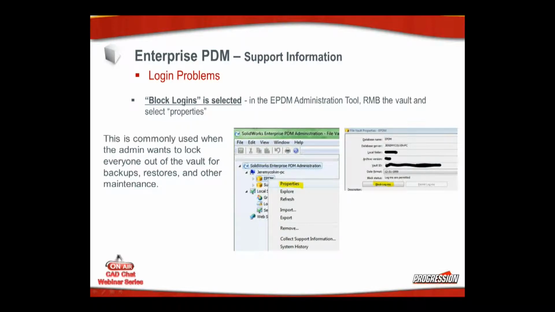Another one is block logins. This is in the Vault properties. So if you right-click in the admin tool on the Vault that you're working with, select Properties, there is a block logins option. So this toggles back and forth to either permit logins or to block them. A lot of times the admins will use this to lock everyone out of the Vault when they're doing backups or restores. So you can check that to see if that's been blocked.